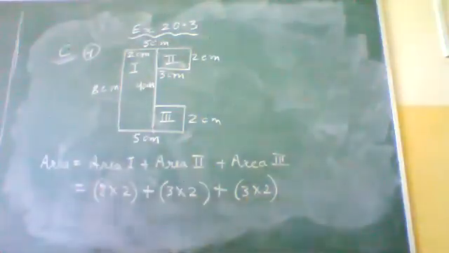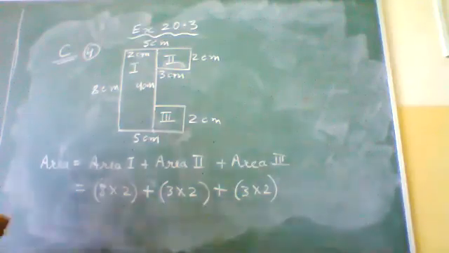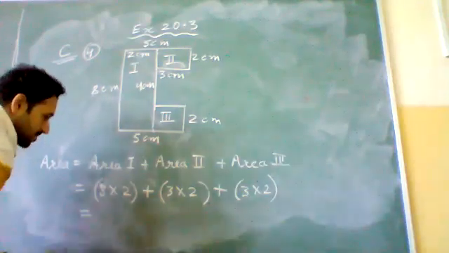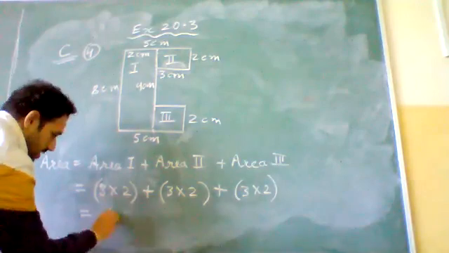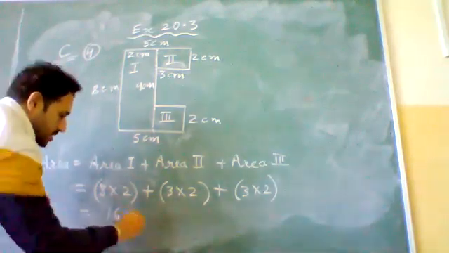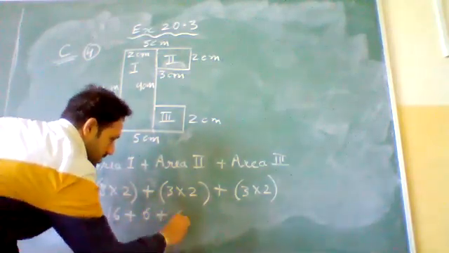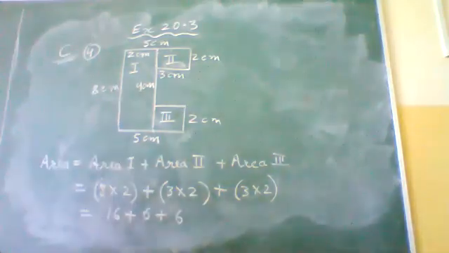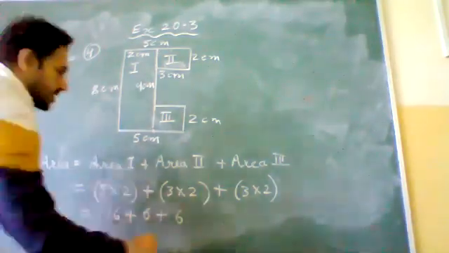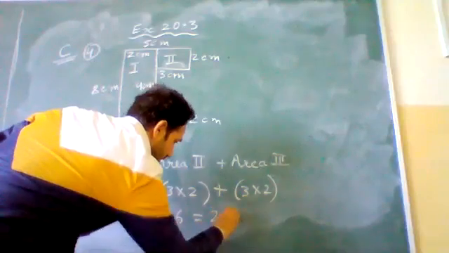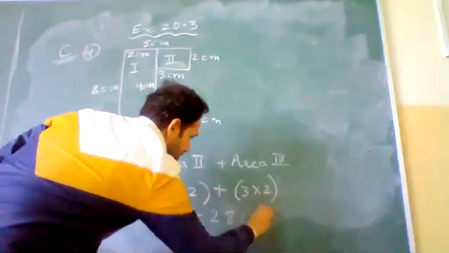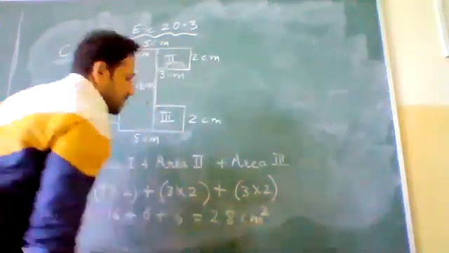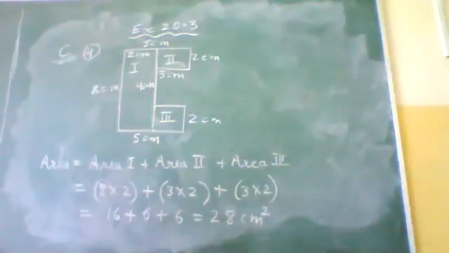Areas of all the three rectangles: 8 into 2 is 16, plus 6, plus 6. 16 plus 6 plus 6. What is the sum? It is 28 centimeters square. Clear? 28 centimeters square.